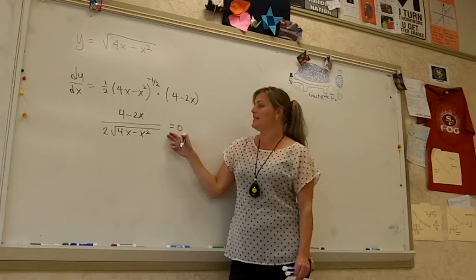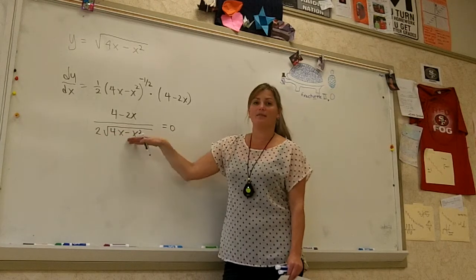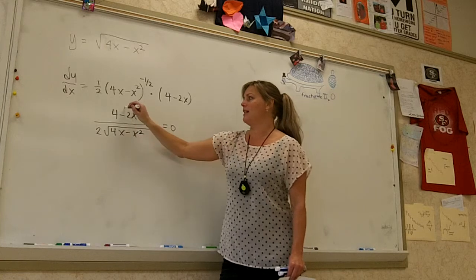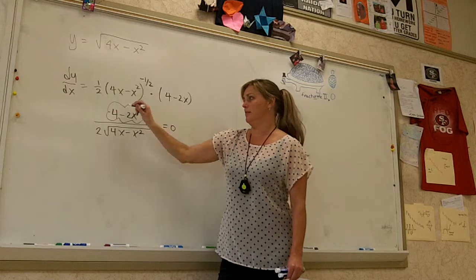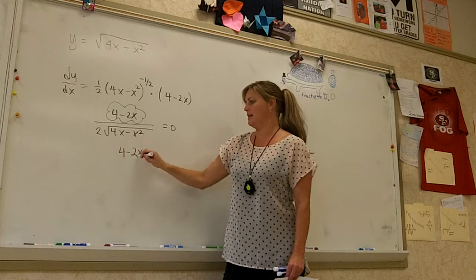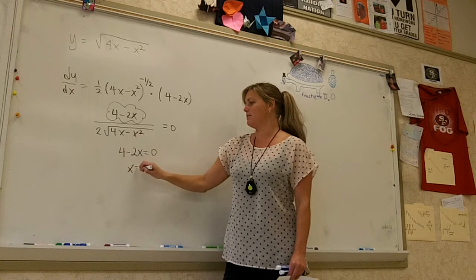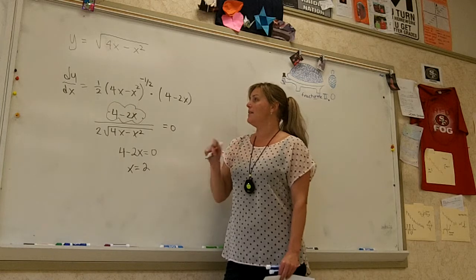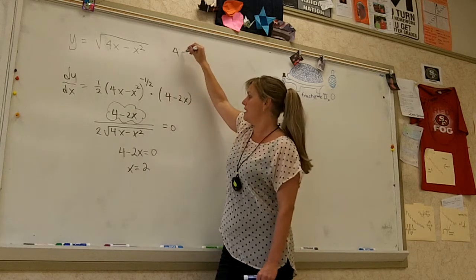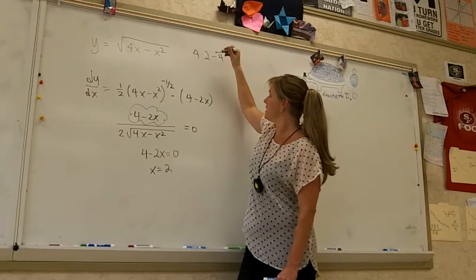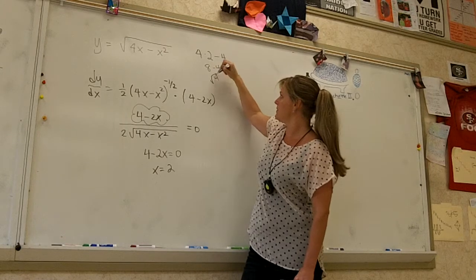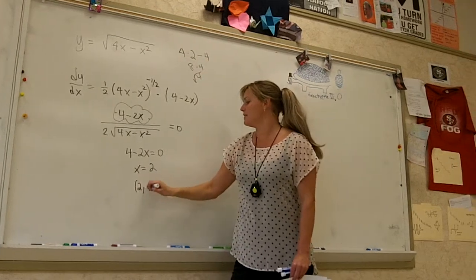If I'm setting this equal to 0, the denominator can never be equal to 0 because then it's undefined. So when I have fractions, all I have to do is worry about the numerator, which is a lot easier. So 4 minus 2x equals 0, so x equals 2. And if you wanted to find the y value of where the maximum is, 4 times 2 minus 4, so that's 8 minus 4. Look, it worked out perfectly. Square root of 4 is 2. So the maximum is at (2, 2).